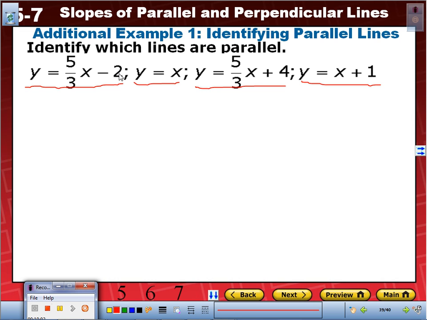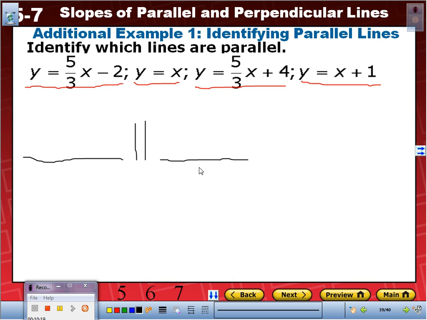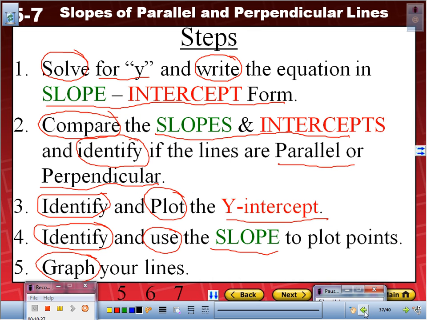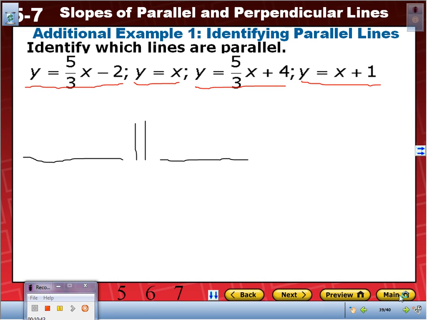All right, so first we're going to identify which lines are parallel. So I want you to write underneath: blank, then two lines like this, and blank. This is the symbol for parallel. What equation is parallel to what equation? So check this out. Step 1, from our steps, what does step 1 tell us? Solve for y and write the equation in slope-intercept form.